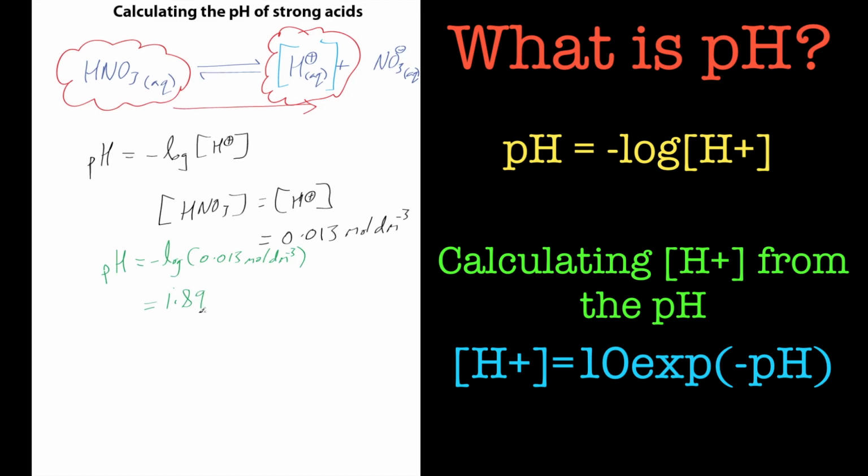So hopefully that's introduced you to how to calculate the pH and concentration of H+ for strong acids. Remember, this was for strong acids. Next time we'll have a look at weak acids.